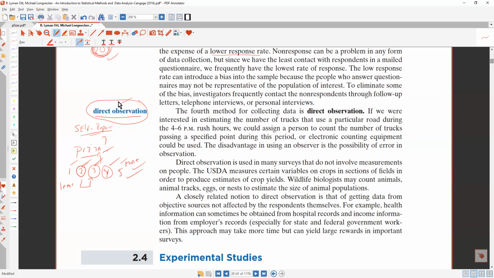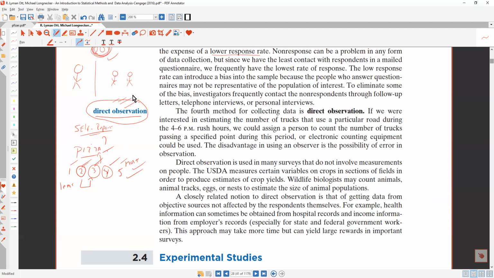Sometimes direct observation is used in observing the play of children. For instance, you may have a psychologist observe the play patterns of children, and they're not influencing the play patterns of children. They're simply watching the children play. So the children are undistracted by the observer, and you can just see what they're doing and get that direct observation.